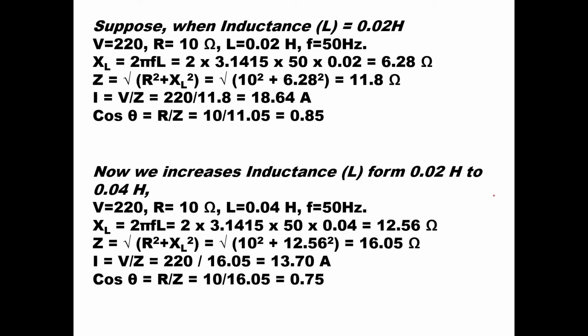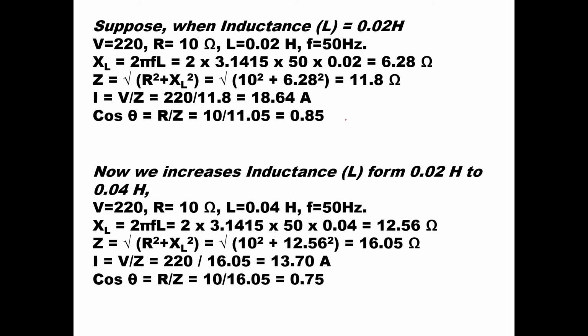So for this we'll take one example. Here, the inductance L is 0.02 Henry, voltage is 220 volt, resistance is 10 ohms, and frequency is 50 hertz. XL, that is inductive reactance, is given as 2 pi FL, which is 6.28 ohms, and impedance is given as the square root of R square plus XL square, which is 10 square plus 6.28 square, and the square root of that gives you the answer 11.8.